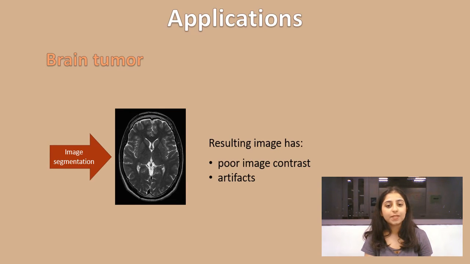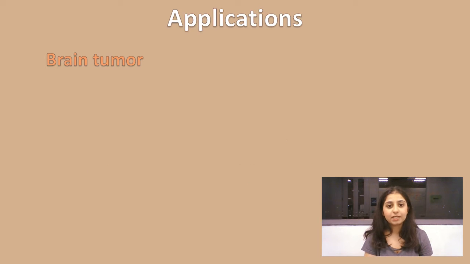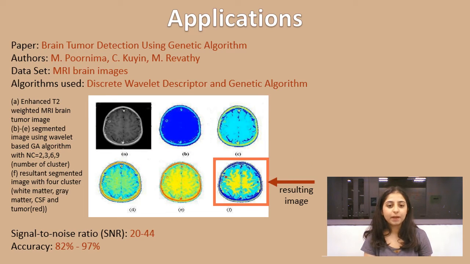Currently, when segmentation is applied to medical images, unintended effects such as poor image contrast and artifacts usually occur in the image. Having such poor quality of image results in missing or diffused tissue boundaries. This makes image segmentation in the field of medicine a challenging issue. Authors Purnima, Queen, and Revathi discuss how GA can be used in an unsupervised way in the segmentation of images. In their study, they used MRI brain images as dataset.